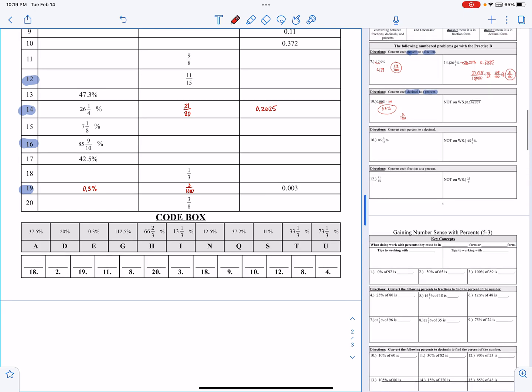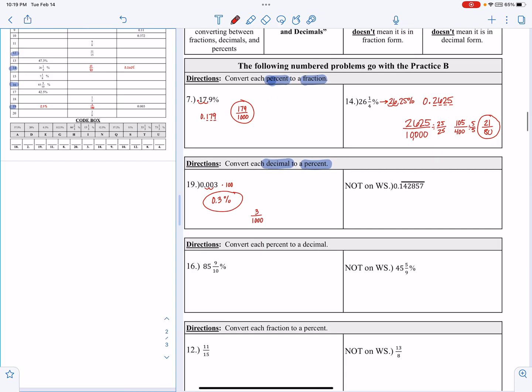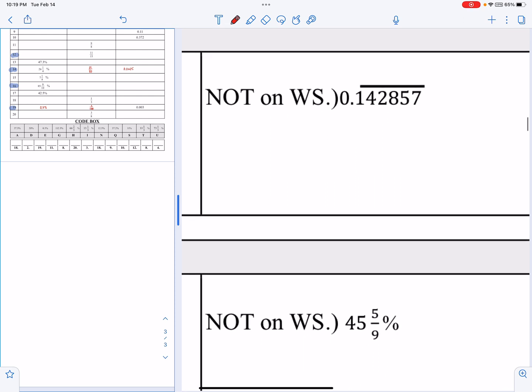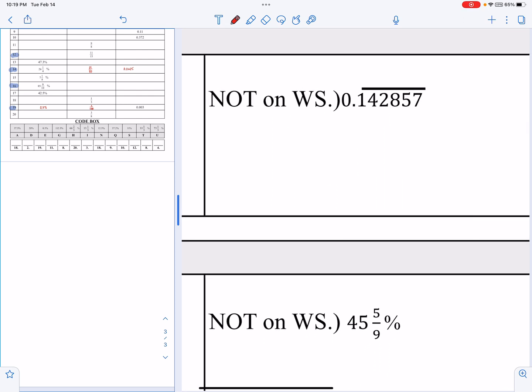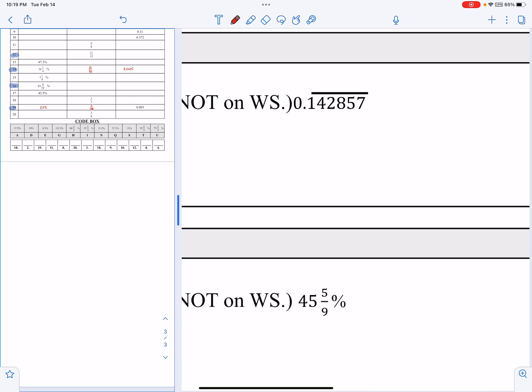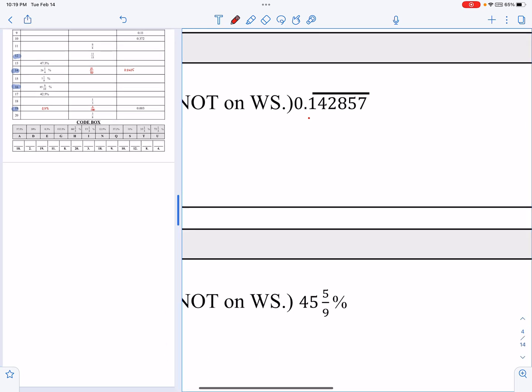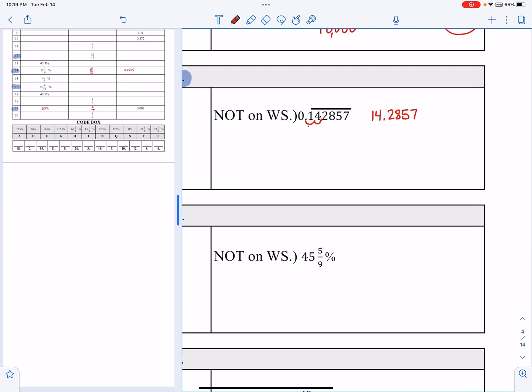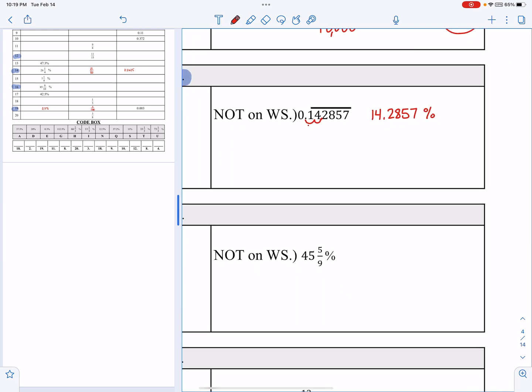All right, next one is not on the worksheet today, and it's a really, really funky one because of this repeating decimal. And so we see that we have a decimal, we want to change it to a percent. I know to do that, I'm multiplying by 100, which is 2 swoops to the right, and that gives me 14.2857. But I can't just say that I'm done and this is the percent because I'm not really representing it well because it repeats on forever.